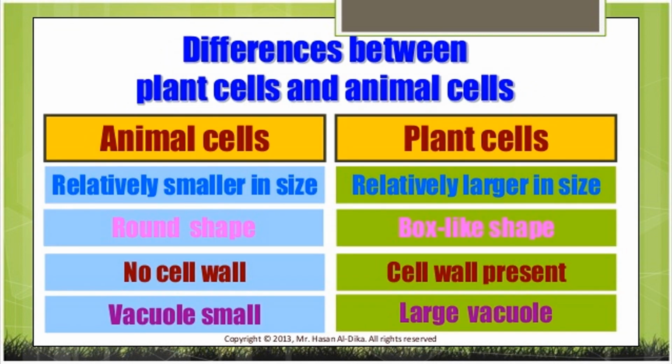Then the differences between plant cells and animal cells. Animal cells are relatively smaller in size. Plant cells are relatively larger in size. Animal cells have a round shape. Plant cells have a box-like shape. Animal cells, no cell wall. Plant cells, yes, contain a cell wall. Then animal cells, the vacuole is small. Then plant cells have a large vacuole.